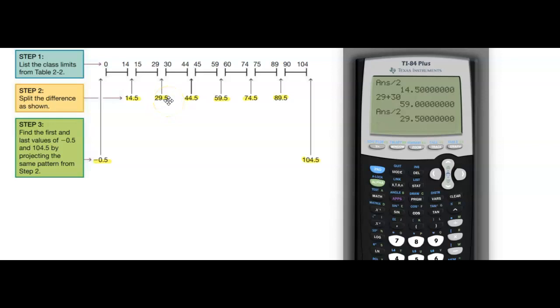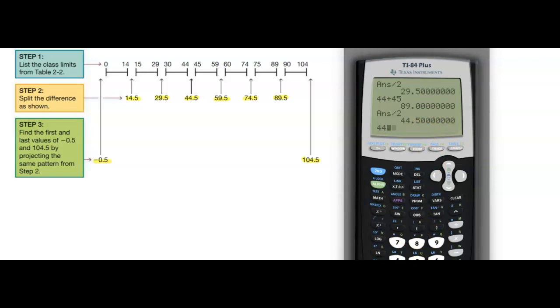Okay? And now, if you notice, is there a pattern between these two numbers? So we're going to go ahead and do the next one, which is 44 and 45. So I want you to think about if there's a pattern there. So if we take 44, add 45, and then divide that by 2, we get 44.5. Now let's take 44.5, and then we're going to subtract 29.5. That gives us 15. Okay.